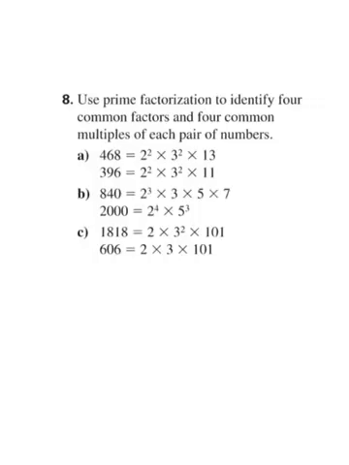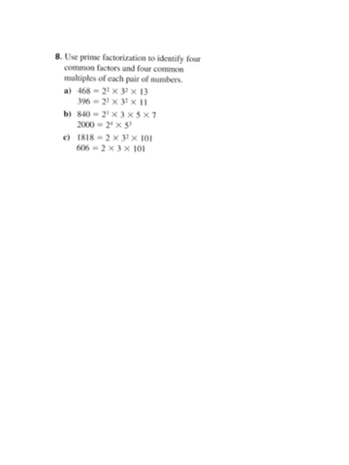Hi guys, I'm going to explain to you number 8 of the worksheet that we did in class, and this was on page 15 of the textbook. So in here what they're asking is to use prime factorization to identify 4 common factors and 4 common multiples of each pair of numbers. So let's do this. Let me put this to one side so we can start working.